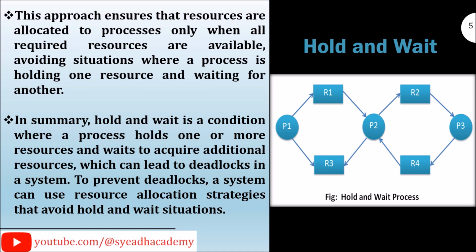In summary, hold and wait is a condition where a process holds one or more resources and waits to acquire additional resources, which can lead to deadlocks in a system. To prevent deadlocks, a system can use resource allocation strategies that avoid hold and wait situations.